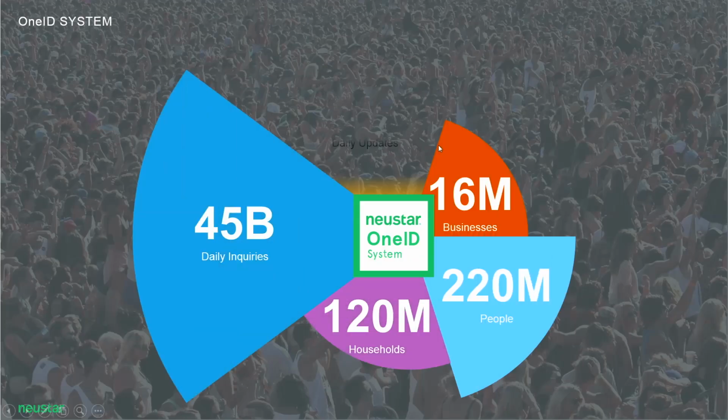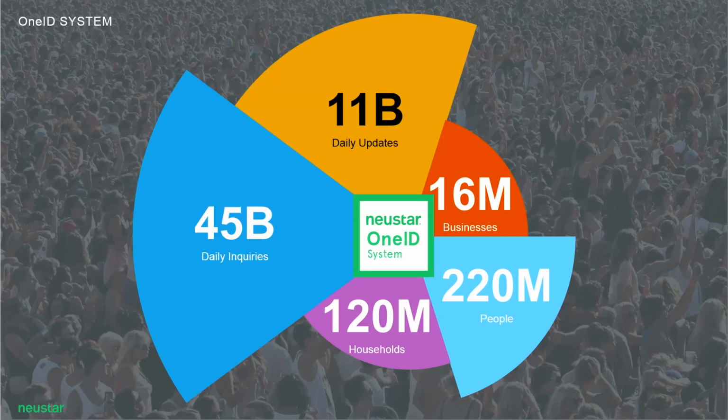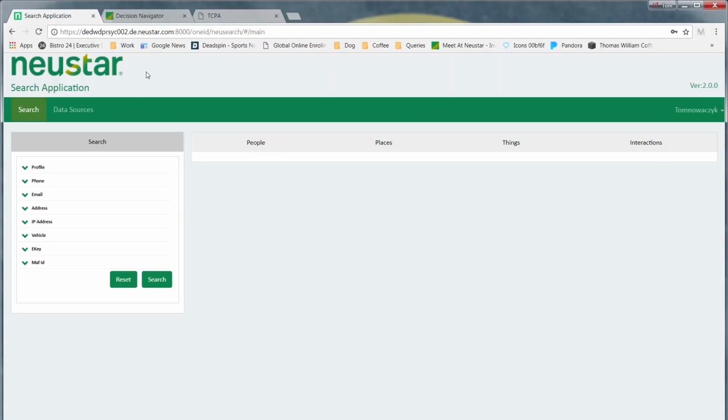So Neustar is a real-time information services and analytics company built on core identity data. Right now we see roughly 16 million businesses, 220 million individuals, 120 million households, 45 billion daily inquiries, and 11 billion daily updates. All this data stitches together a rich set of data that we build applications on top of. So let me walk you through a little bit of what this data looks like.